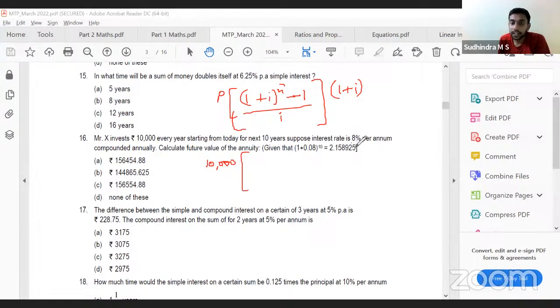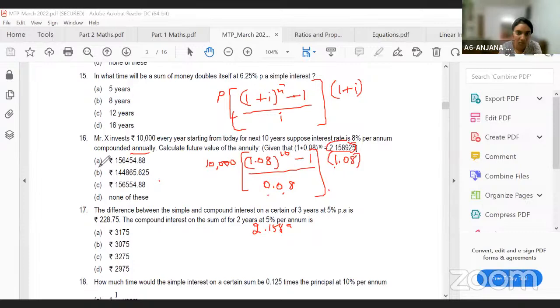R is 8% compounded annually. So we can directly take 1.08 to the power of 10 minus 1, divided by 0.08, into 1.08. They have given 1.08 to the power of 10, so you have to use that only. You cannot use 4 decimals; since they have given 6 decimals, you have to use those 6 decimals only. So 10,000 into 2.158925 minus 1, divided by 0.08, into 1.08. We get Option A, 156,454.88.